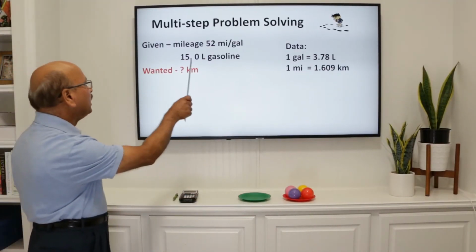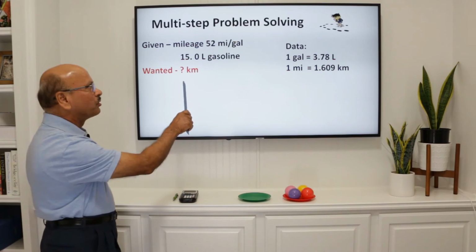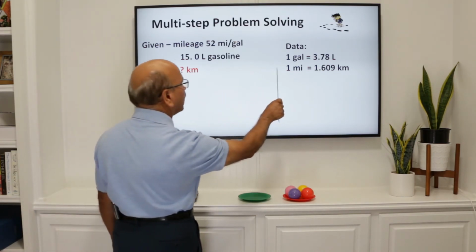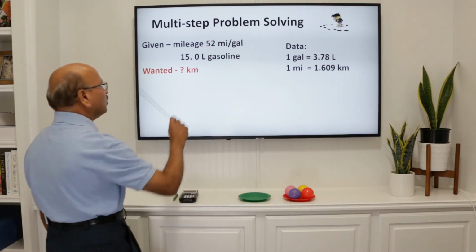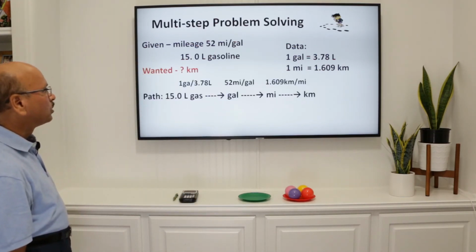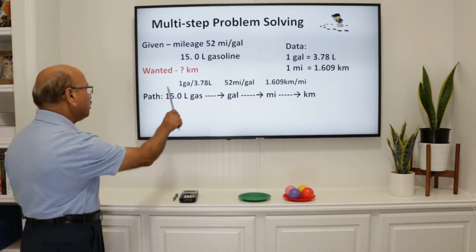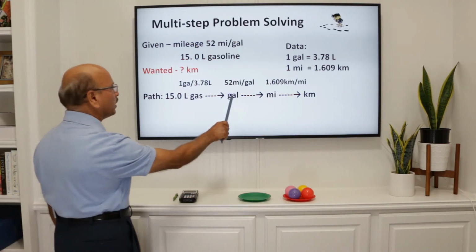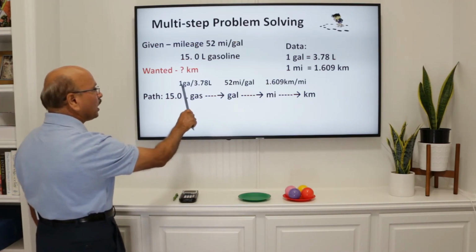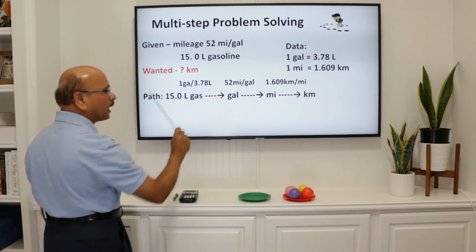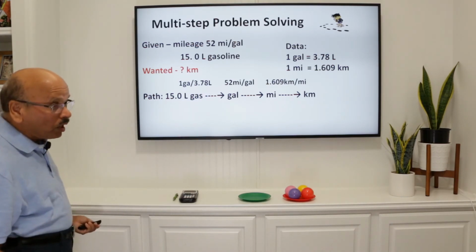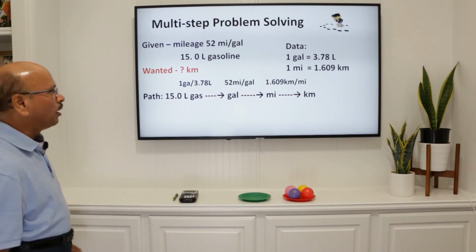Okay, so the data which we have seen on the last slide is here. We have the mileage, which we can use as a conversion factor. And then we have the gallon to liter connection, the mile to kilometer connection. And also we start from the 15.0 liters. So we are going from 15.0 liters of gas to gallon, and then we're using 1 gallon over 3.78 liter. Why? Because we want the gallon. So whatever you want, always keep at the top.